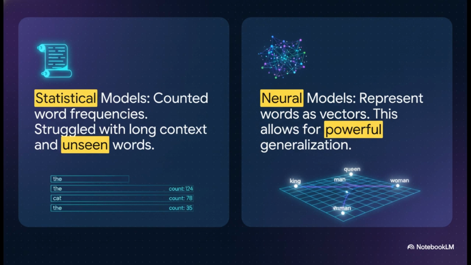But here's where things get really cool. It's not just what they predict, it's how. See, the old models were basically just fancy word counters, very rigid. Today's neural models are way smarter. They turn words into these complex mathematical objects called vectors. Think of it like a giant multi-dimensional map of ideas. On this map, words with similar meanings, like king and queen or walking and running, are neighbors. This lets the model grasp abstract concepts, not just stuff it's memorized.